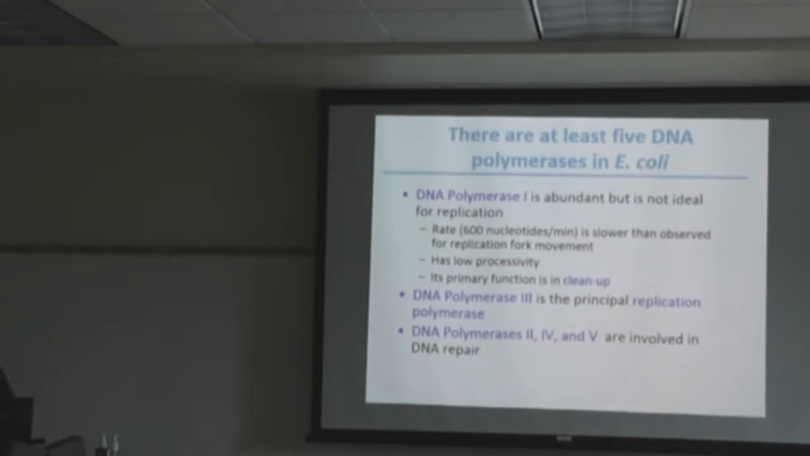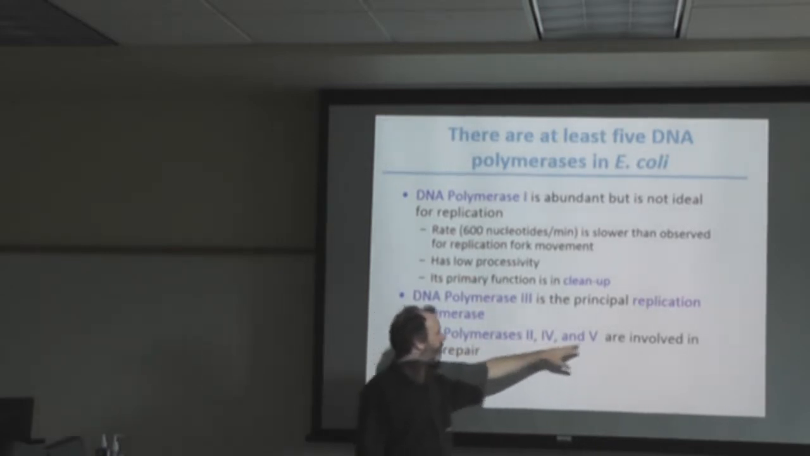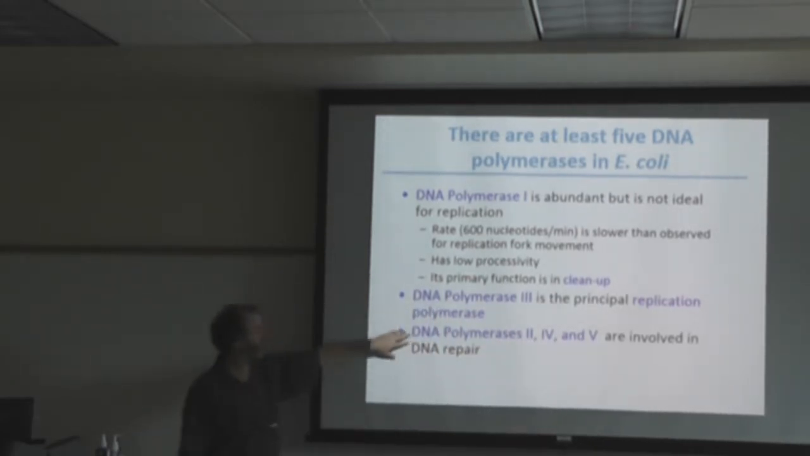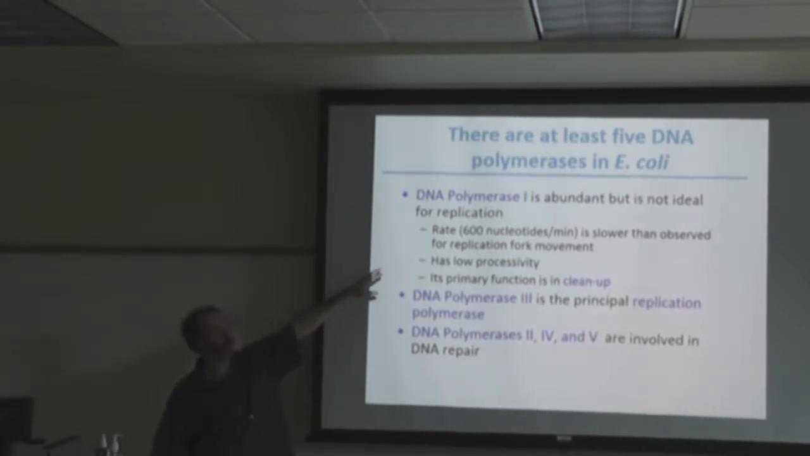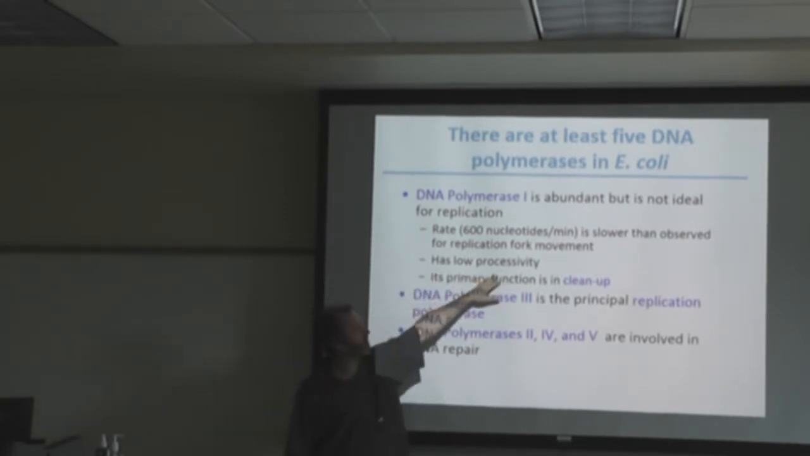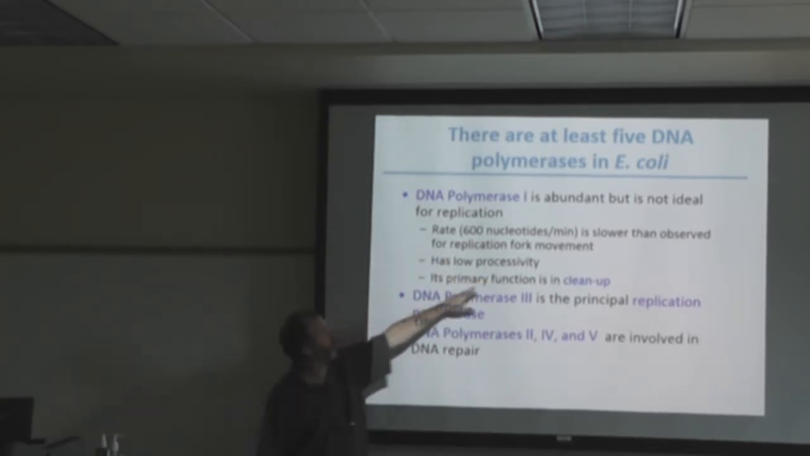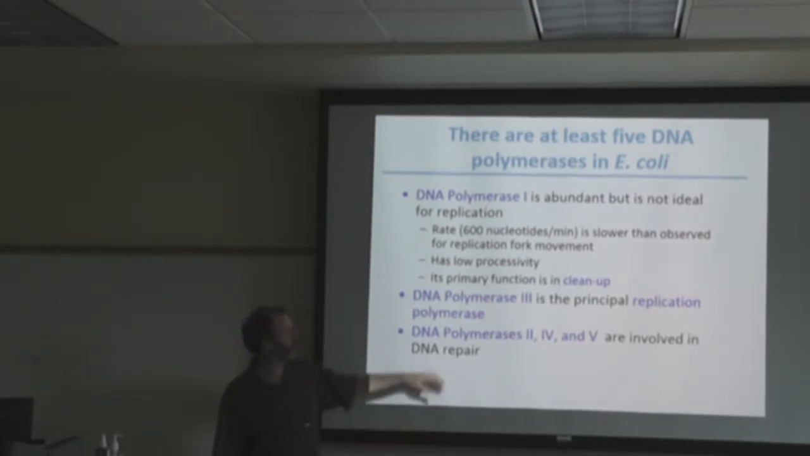There's at least 5 DNA polymerases in E. coli. There's DNA polymerase 1, DNA polymerase 3, and then there's 2, 4, and 5. And they're all involved in DNA repair. DNA polymerase 1 is very abundant, but it's not ideal for replication. It has extremely low processivity. Its rate is about 600 nucleotides per minute, slower than that observed for replication fork movement. Its primary function is just to clean up, get rid of those RNA primers and whatnot.